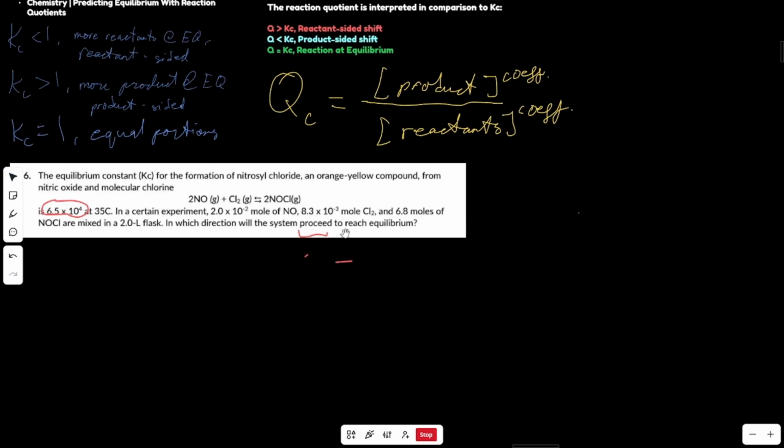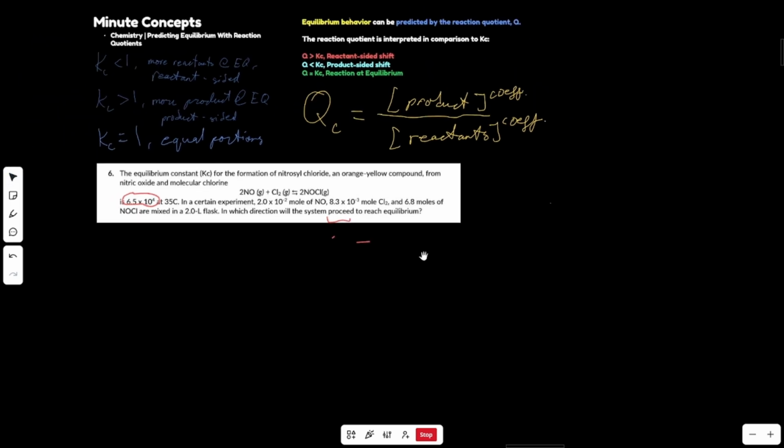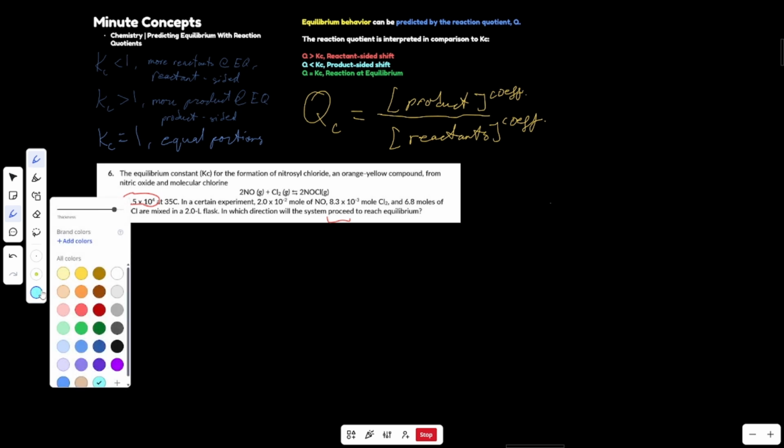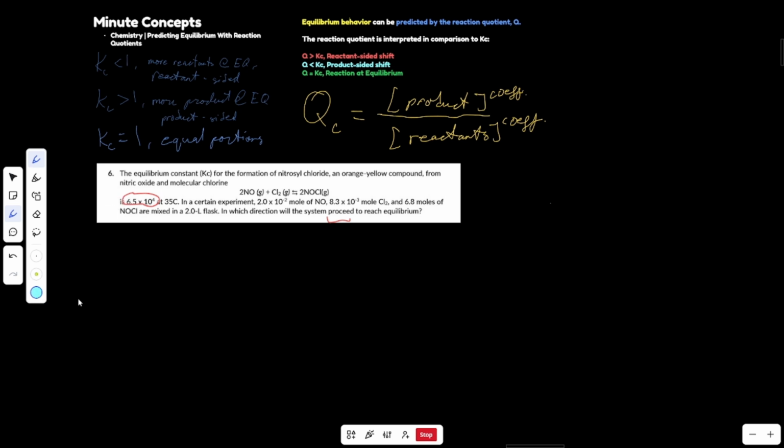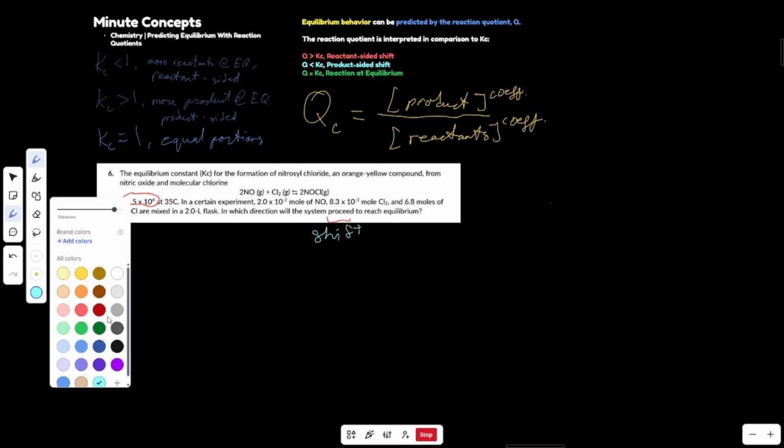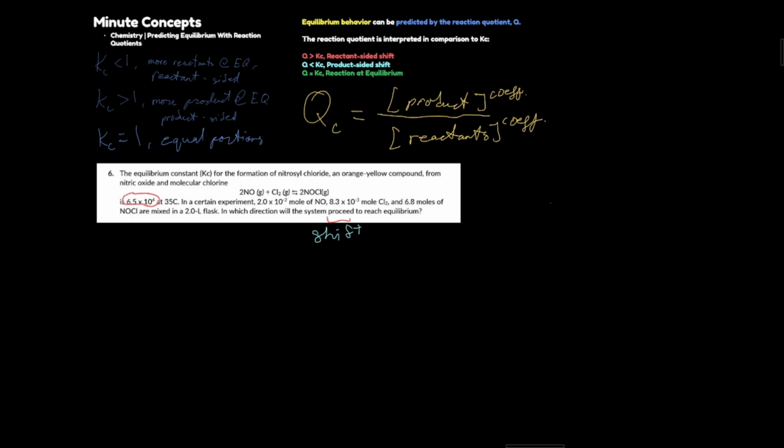Well, the first thing that we have to do is write our Qc expression, right? Now, how do we know that it's Qc? As you can see, I already highlighted it here. When we see that the question is asking for where the system will proceed to reach equilibrium, that means we have to predict where it's going to go, where it's gonna shift, right? And proceed basically means shift. So we want to know where it's gonna go, and we use the reaction quotient to figure that out.